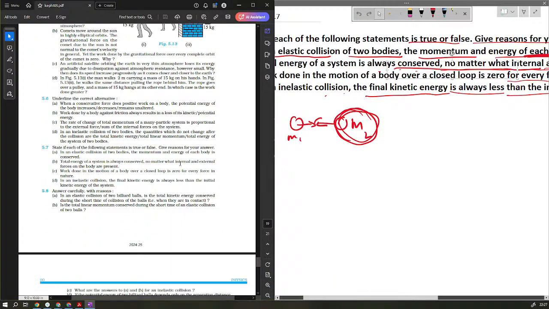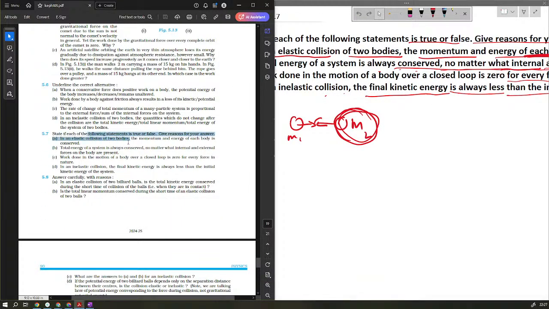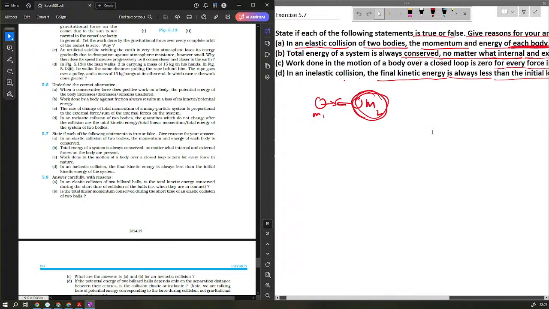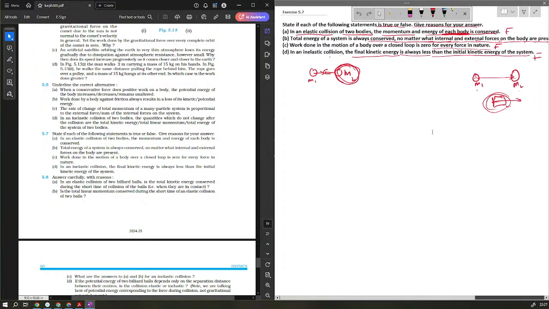Now in the seventh question, we have: state if each of the following statements is true or false. Give reason for your answer. The question is, in an elastic collision of two bodies, momentum and energy of each body is conserved. So if we take the reference for each body, then obviously it is not going to be conserved. The system momentum is conserved in this case, so obviously it is going to be false.